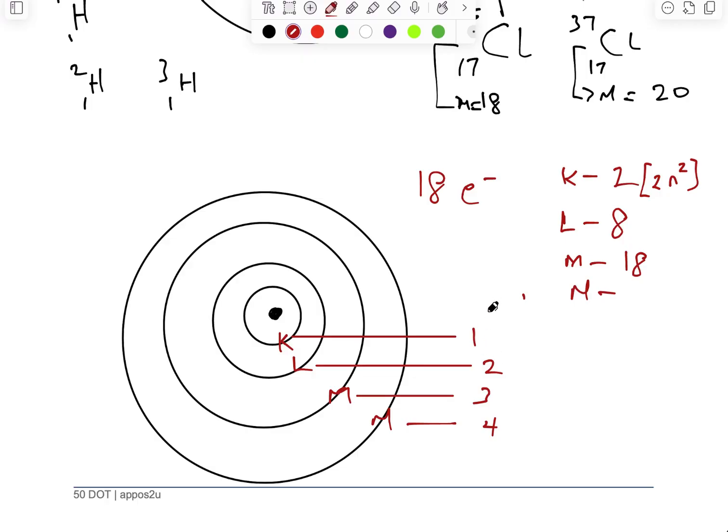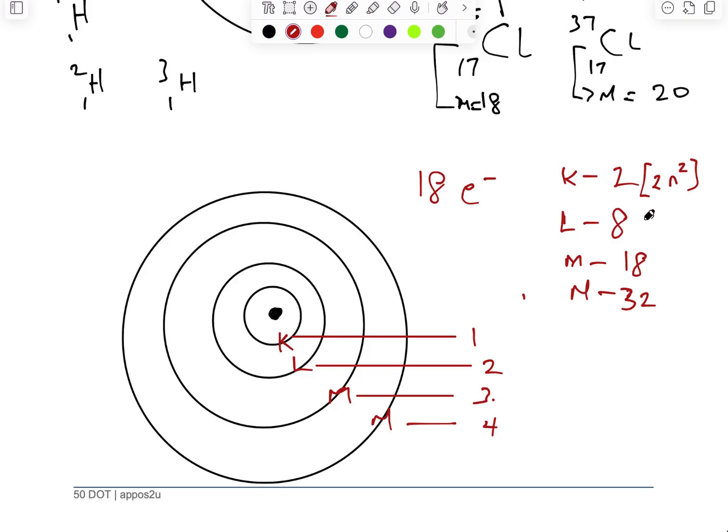If you square 1, 1 squared is 1, 1 times 2 is 2. If you square 2, 2 squared is 4, 4 times 2, you have 8. If you square 3, 3 squared is 9, 9 times 2, you have 18. And 4 squared is what? 16. 16 times 2 is 32. Now, what I've listed here is the maximum number of electrons that each of these shells can hold.